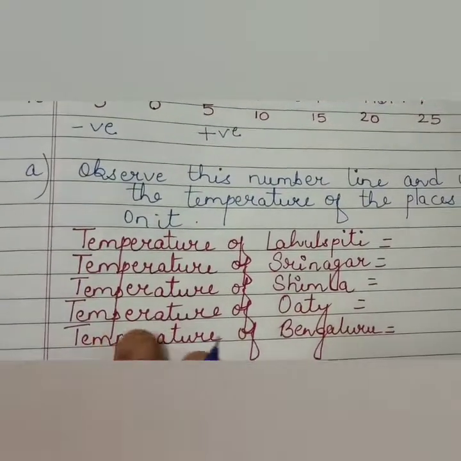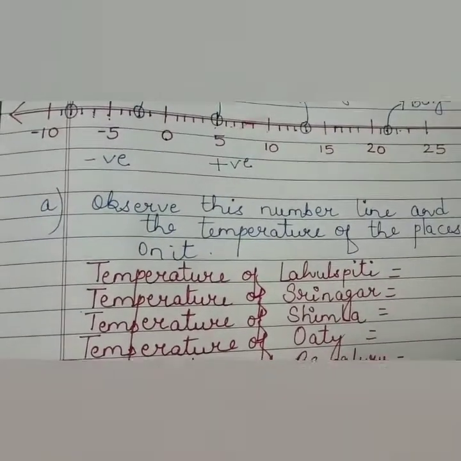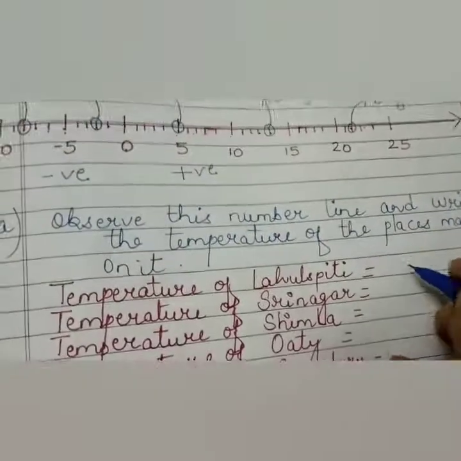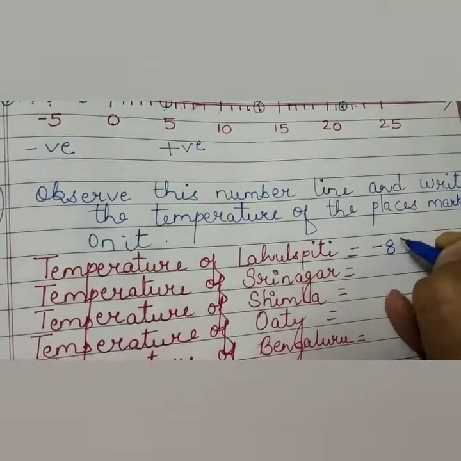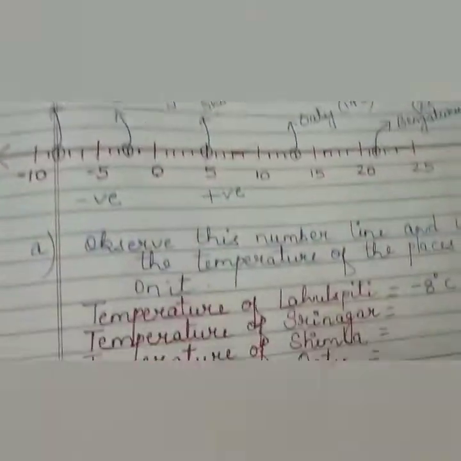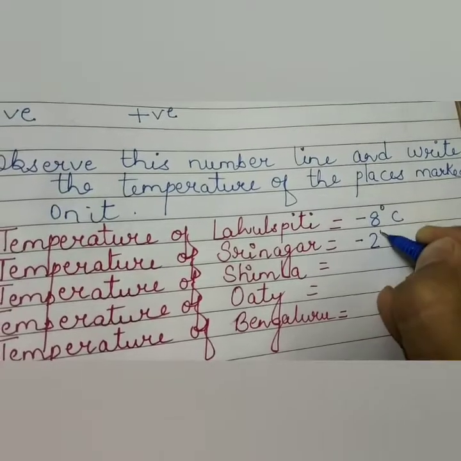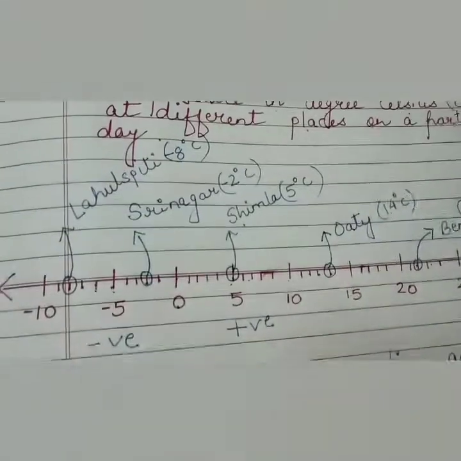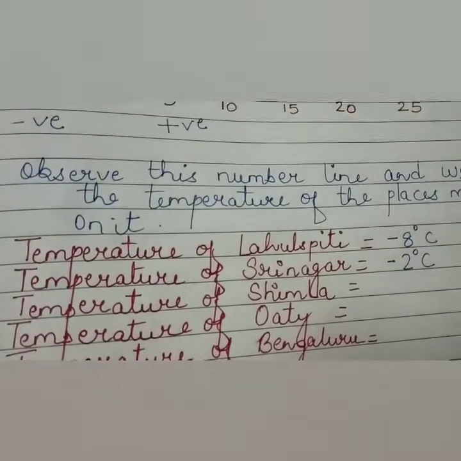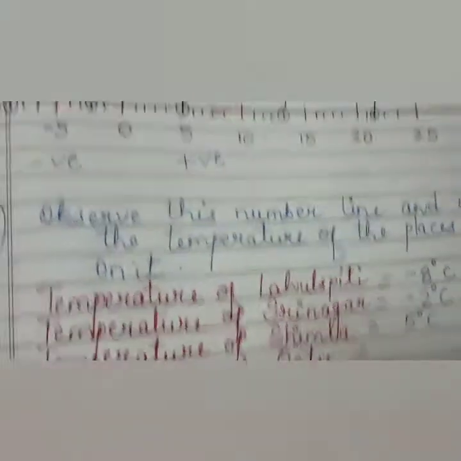So I have already prepared this. We will simply write the temperature of these places. The temperature of Lahore Spiti is what? -8 degrees Celsius. So we will write -8 degrees Celsius. Then the temperature of Srinagar is -2 degrees Celsius. Then the temperature of Shimla is 5 degrees Celsius.